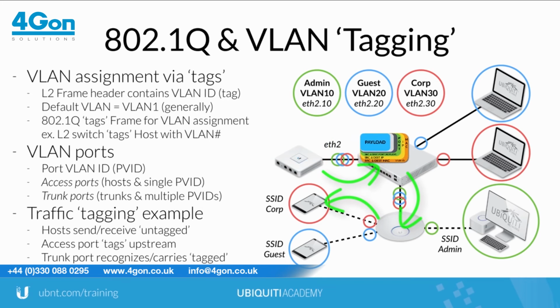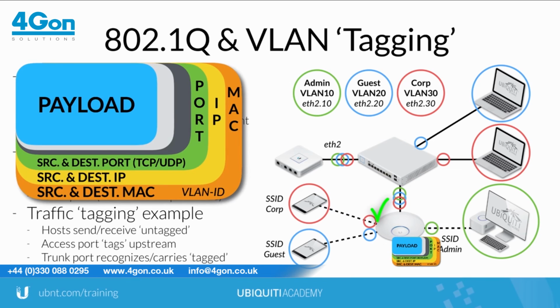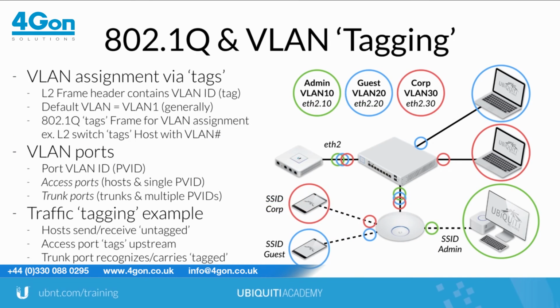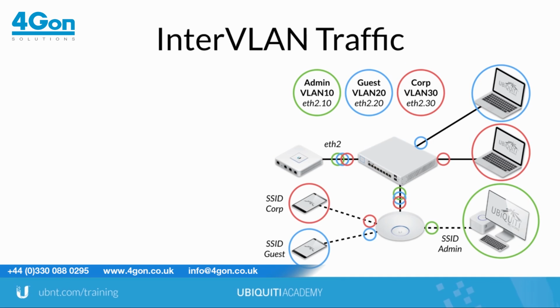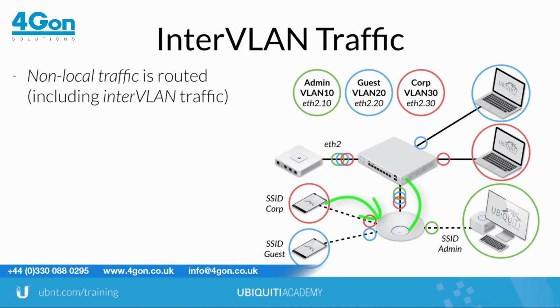As tagged traffic moves downstream, the access port removes the VLAN tag from the Layer 2 header so that the host receives the traffic untagged, that is, without the VLAN ID. Trunk ports can also carry untagged traffic if desired, but only one VLAN ID can and should be assigned to the untagged traffic. And like all traffic destined to non-local networks, InterVLAN traffic must be routed through a local gateway.